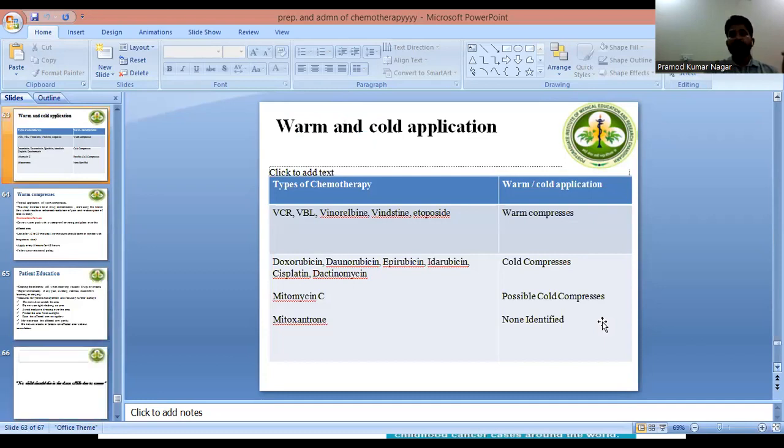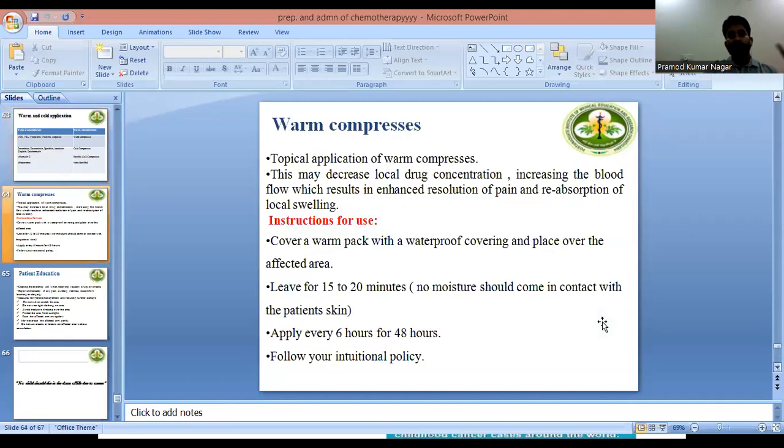In the management, we use warm and cold application. For vincristine, vinblastine, vinorelbine, and etoposide, you use the warm compress. For doxorubicin, daunorubicin, epirubicin, idarubicin, cisplatin, we use the cold compress. Mitomycin C, possibly cold compress, and mitoxantrone is not identified yet. Topical application of warm compress decreases local drug concentration and increases the blood flow, which results in enhanced resolution of pain and reabsorption of the local swelling.